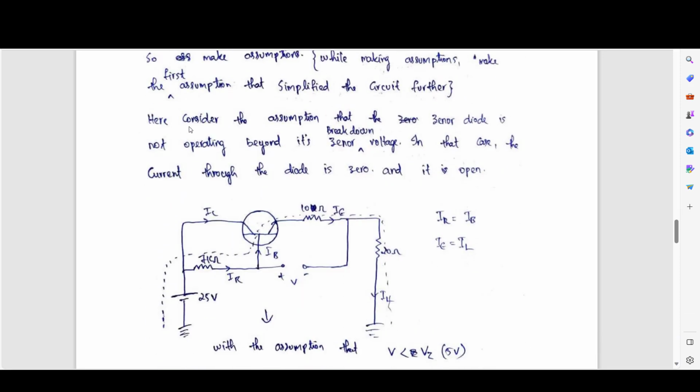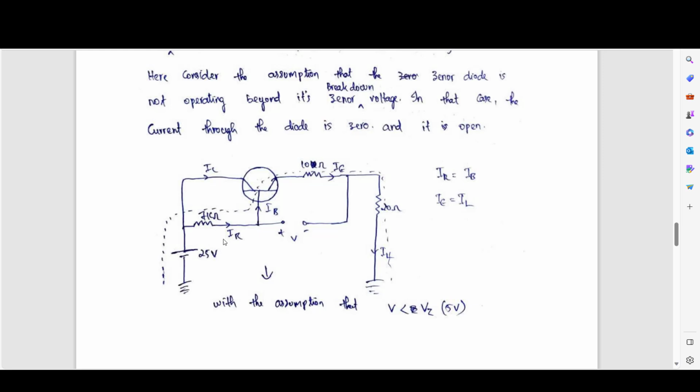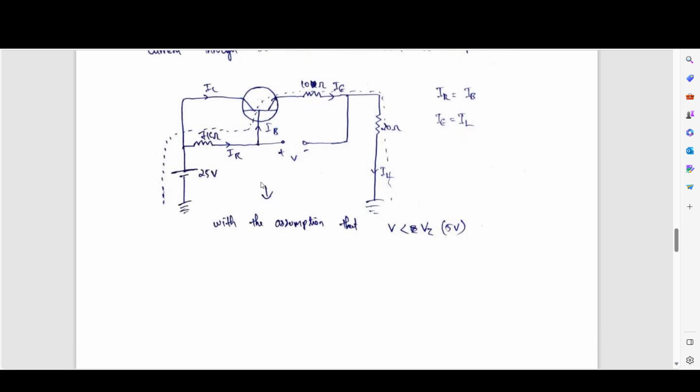So that is what I mentioned here. Consider the assumption that the Zener diode is not operating beyond its breakdown voltage. In that case, the current through the diode is zero and it is open. So we can simplify this circuit as this. Now we can solve the circuit. We have a 25 volt, 7 kilo ohm, and 10 kilo ohm here, 20 ohm here.